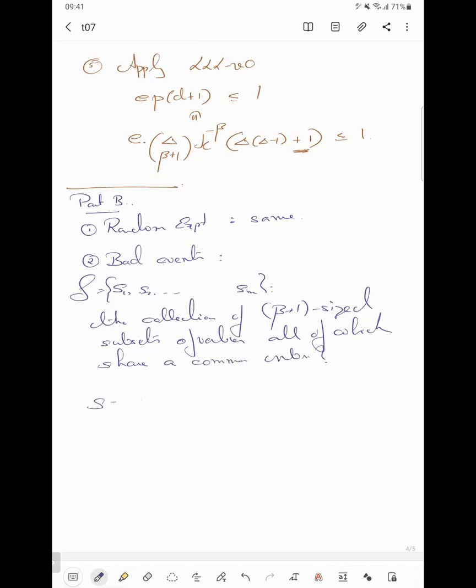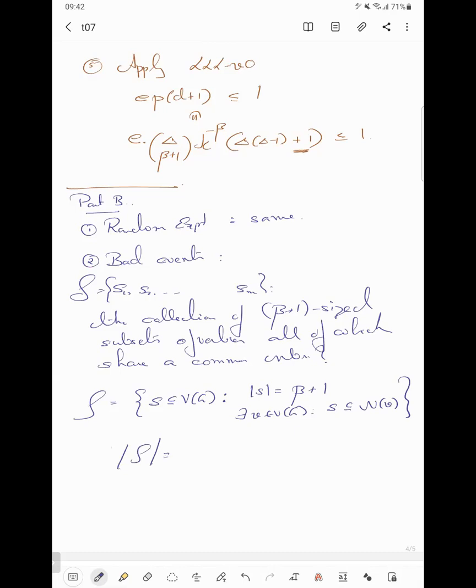Let me write it once formally. S is equal to all those subsets of B of G. What are the conditions? The size of that is beta plus 1, but with this extra condition that there exists some vertex B in B of G such that this entire set is in its neighborhood. So again, what would be approximately the size of this collection?